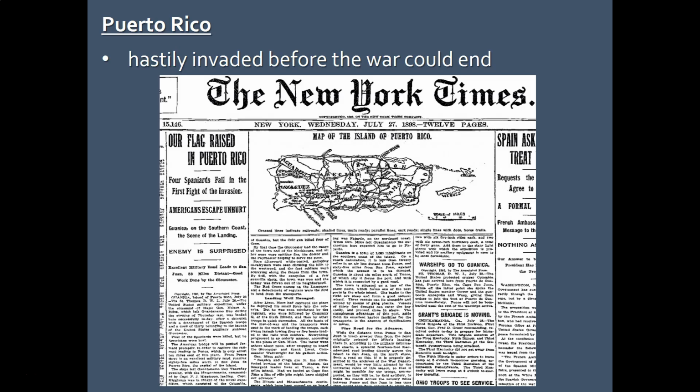All right, now at the same time, Cuba is really the main focus of this, and we're also fighting over in the Philippines. Americans invade Puerto Rico, which is next door to Cuba, another Spanish colony, and that is taken before the war ends. So if you ever wondered why Puerto Rico is part of America, this is why: the Spanish-American War.